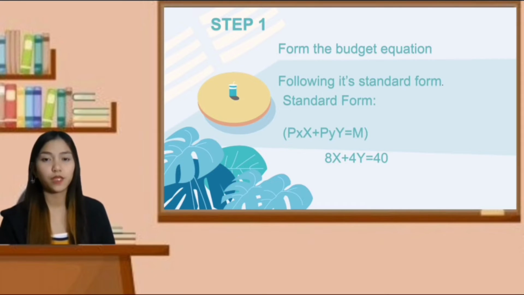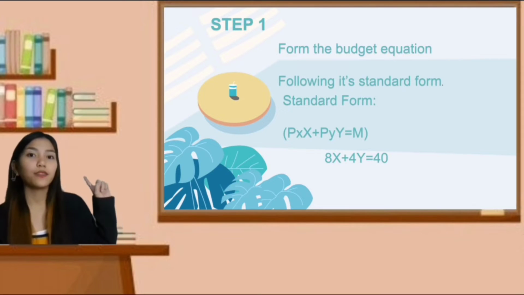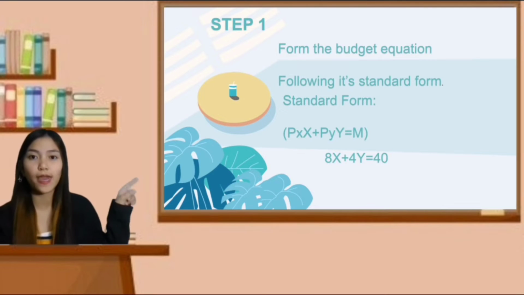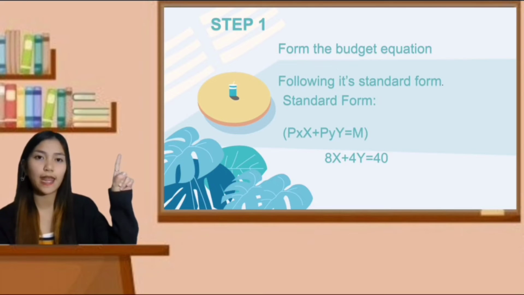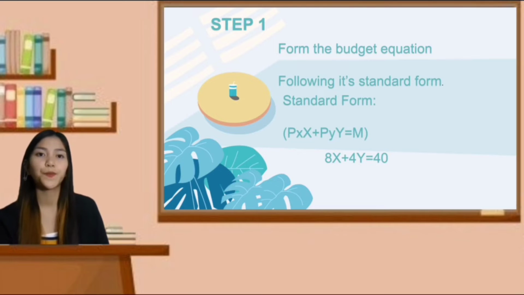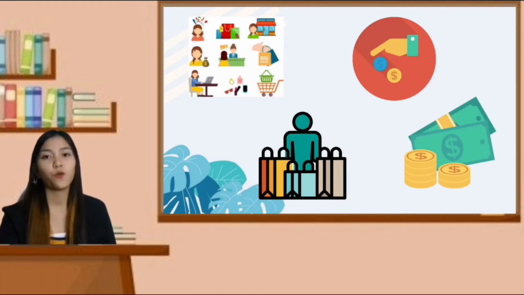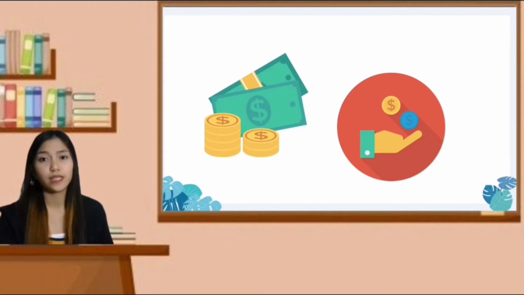So the first thing we need to do is to form the budget equation. So how do we get the budget equation? We can get it simply by following the standard form, which is price of good X plus price of good Y is equal to M, which is the income. So substitute natin, 8 is the price of good X, 4 is the price of good Y, then 40 is the income of consumer. So by allocating the budget wisely, we need to consider the consumer preference kung saan naka-state kung ano ba yung preferred nila na goods, yun nga yung X and Y, at kung ano ba yung budget na meron sila or yung kaya nila.